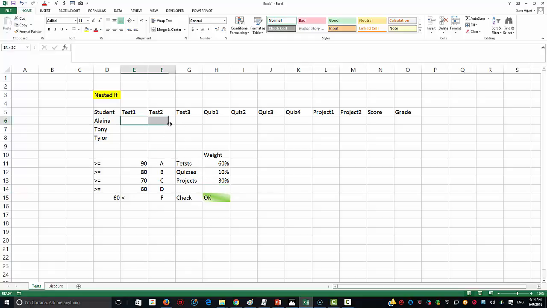Now we could continue to use our data. I'm going to be inserting all the data for the test, the quizzes, and the project. And I'm going to make sure that I don't enter any data that is less than 0 or greater than 100. And that is going to be another thing that we should be familiar with. It's called data validation.